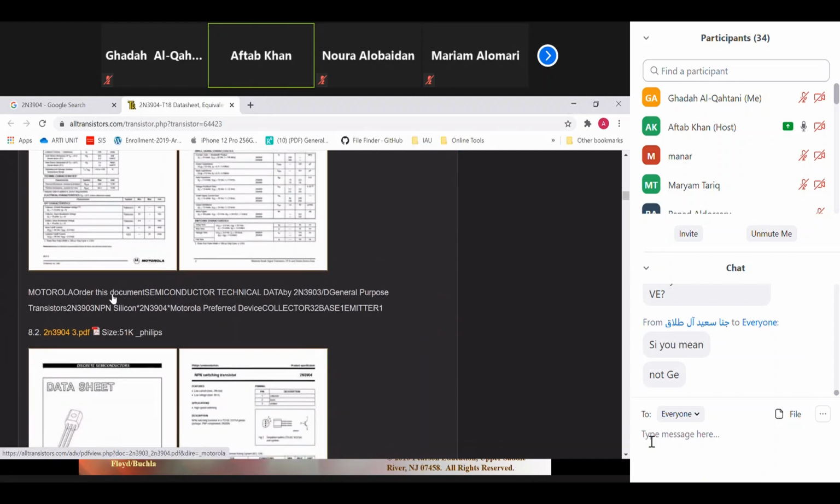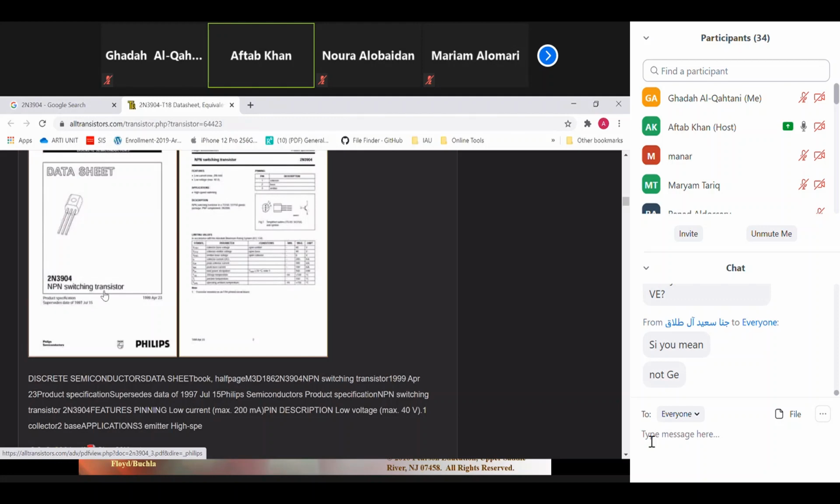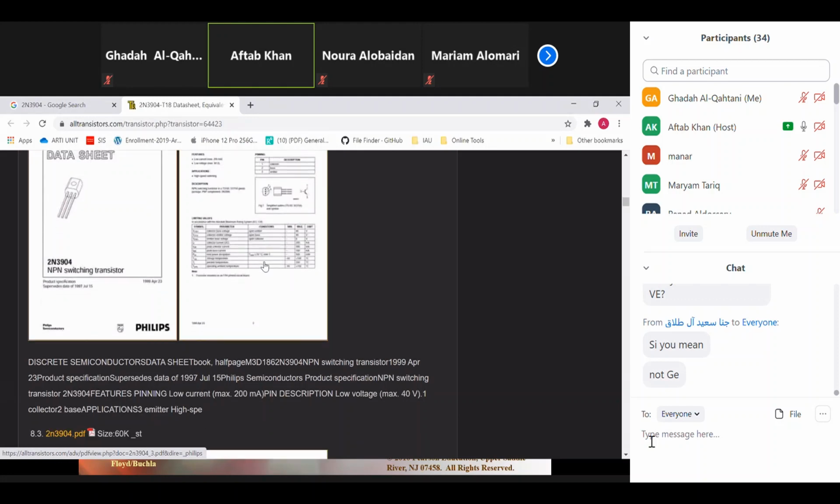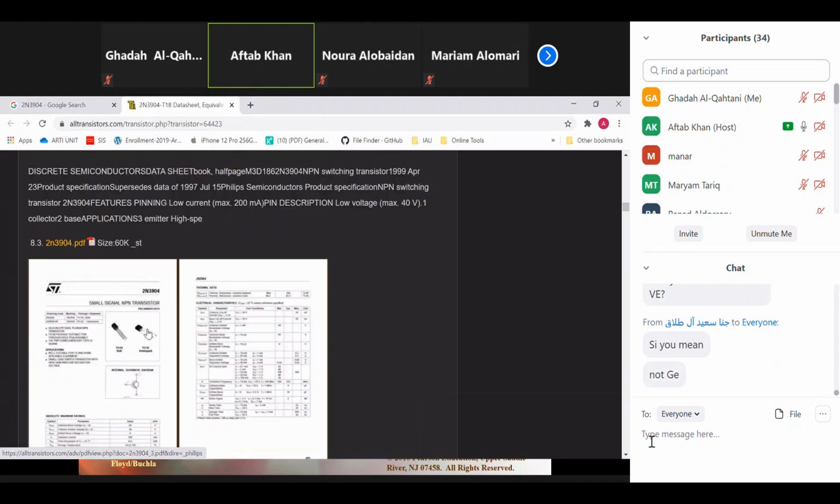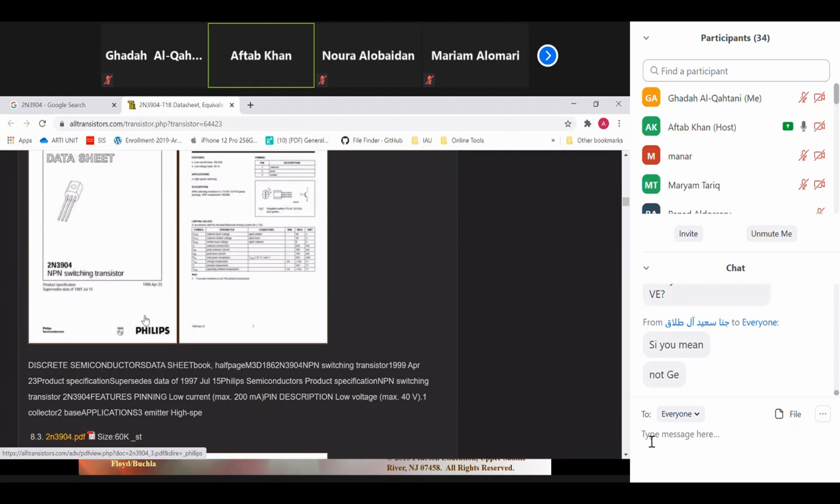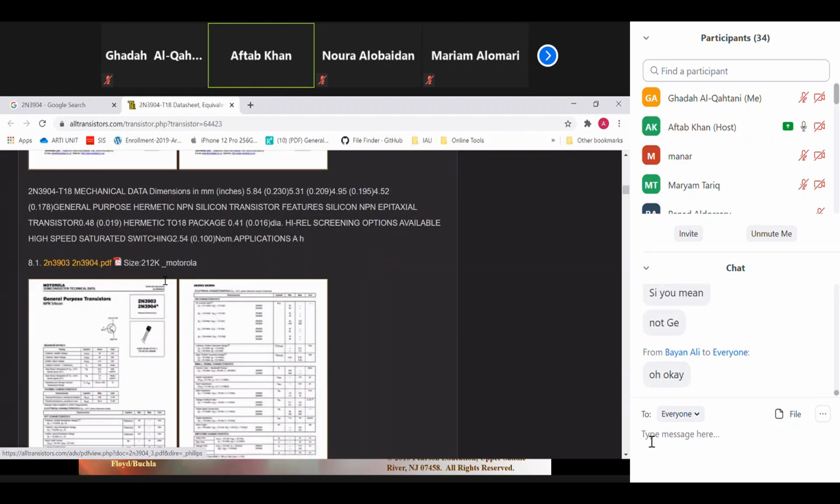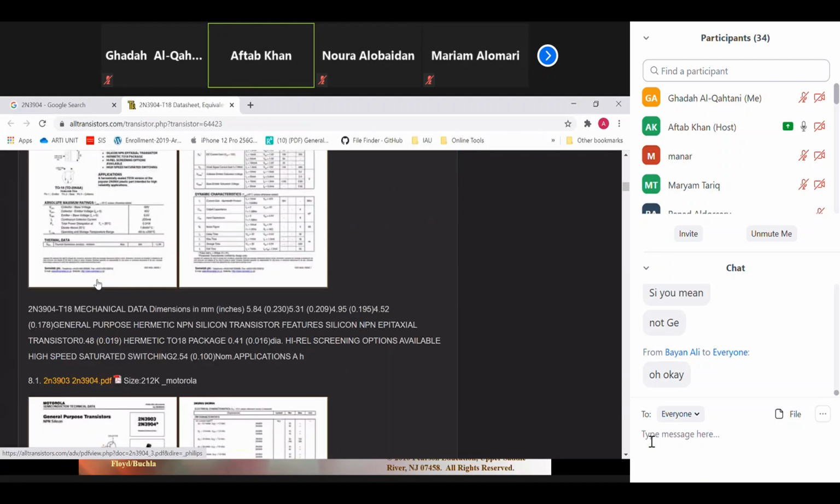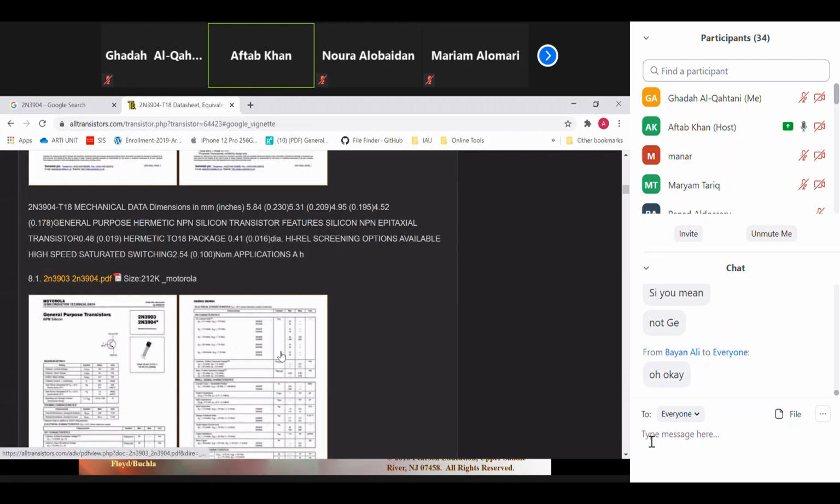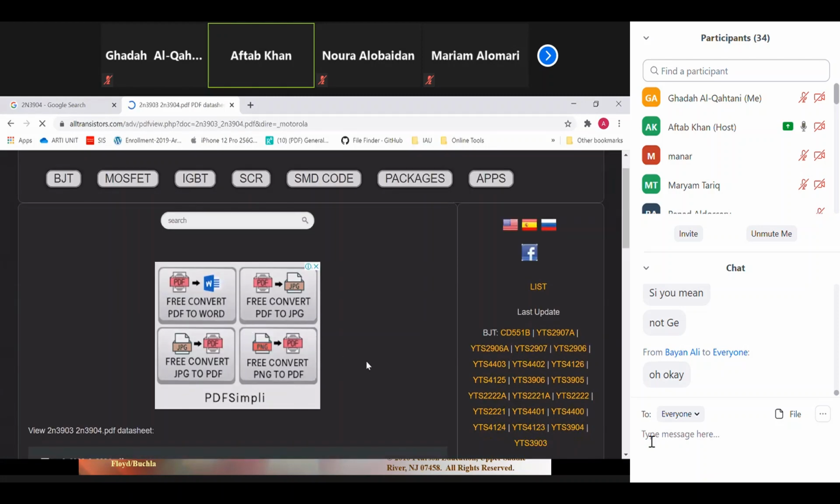Somewhere it is mentioned, they say NPN switching transistor. And who made this one? Can you see this number? Philips. So Philips made this one and the data sheet is there. Okay, I don't know why it is not clear. Okay, it's here, I think. Yeah, this is the data sheet, I think. We can download it.